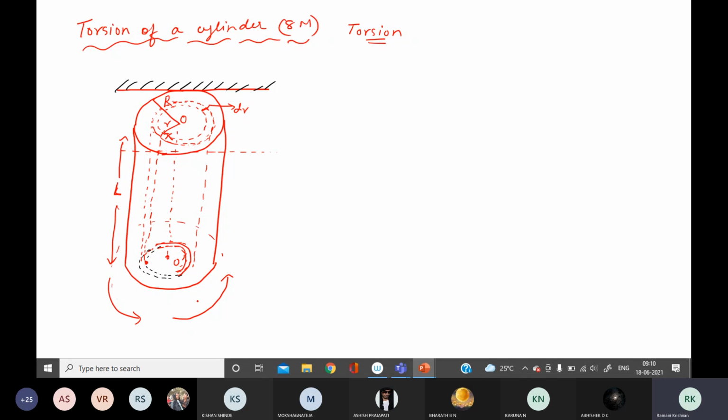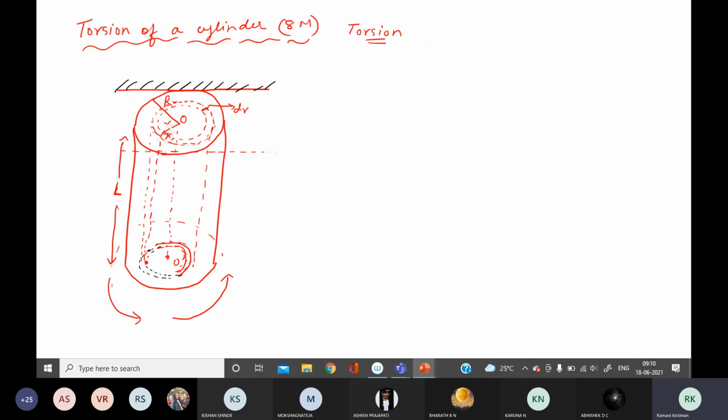Now we have given a twist at the lower end. So what are the different parameters of the cylinder? L is the length of the cylinder. Capital R is the radius of the cylinder. This cylinder is made up of a large number of layers. Consider one such layer which is at a distance small r from the center, and the thickness of this layer is dr. Now when we have given this twist, what will happen?